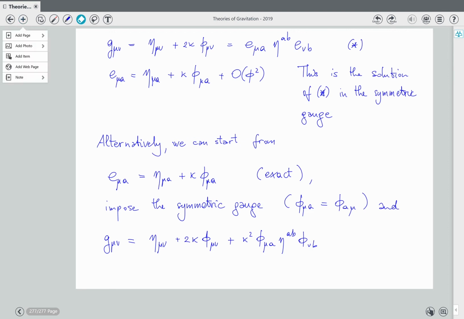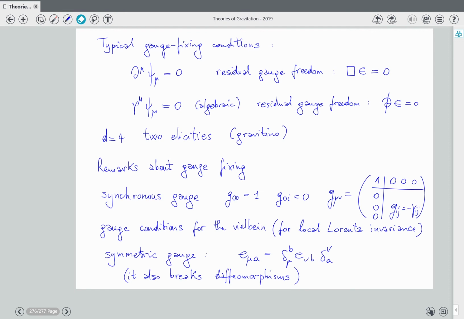Now, the symmetric gauge is algebraic. One good feature of the symmetric gauge is that it does not contain derivatives.